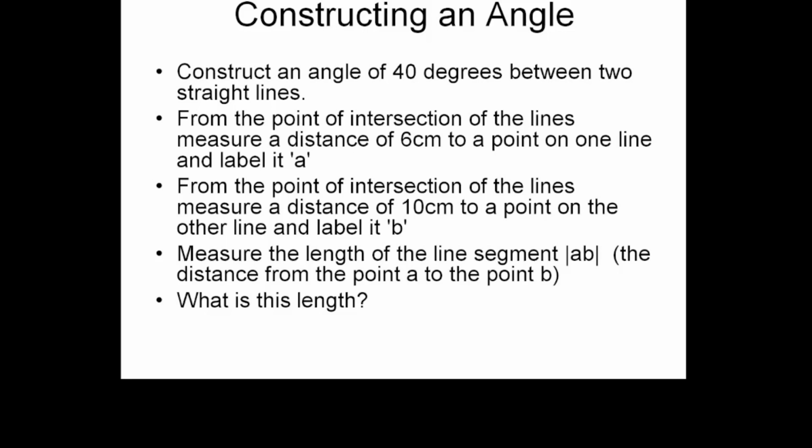The question asks you to construct an angle of 40 degrees between two straight lines, and that's the main point of this exercise, to construct the angle and measure distances. From the point of intersection of the lines, where the two lines meet, measure a distance of 6 centimeters to a point on one line and label it A. From the point of intersection of the lines, measure a distance of 10 centimeters and label it B. Then measure the length of the line segment AB, which is the distance from the point A to the point B, and you'll be asked what the length is. Let's go through this bit by bit.